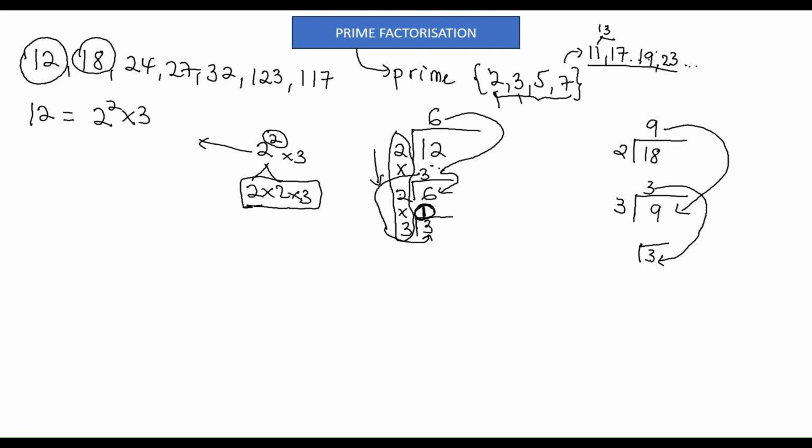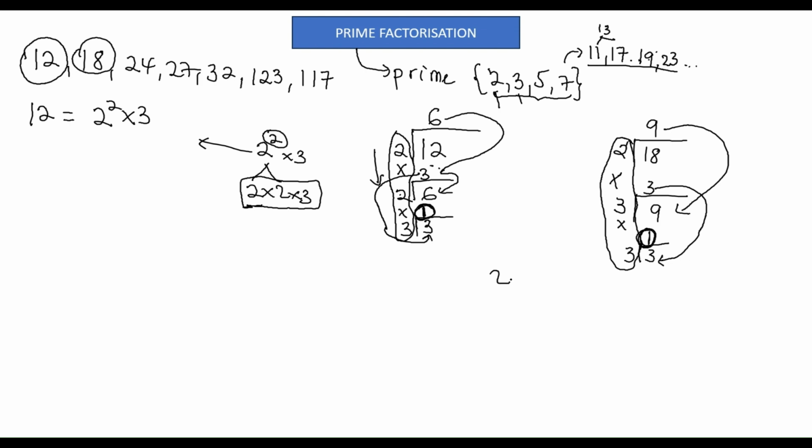For this new number, we go back to our prime set. 2, can 2 enter 3? No. Can 3 enter 3? Yes. So we divide by another 3. The answer is 1. The moment the answer is 1, we need to stop there and just take the numbers that we used to do the division along the way, which is 2, 3, 3.